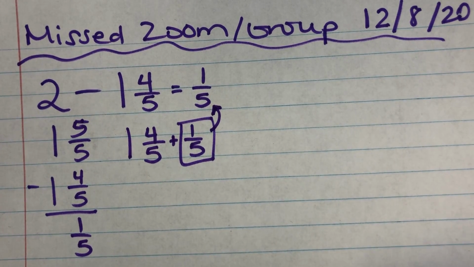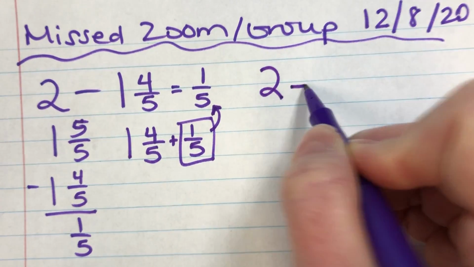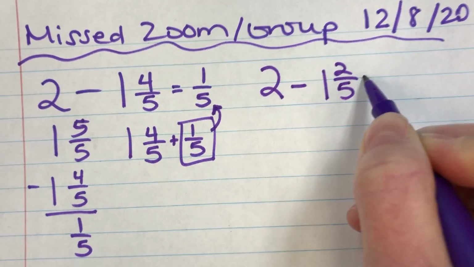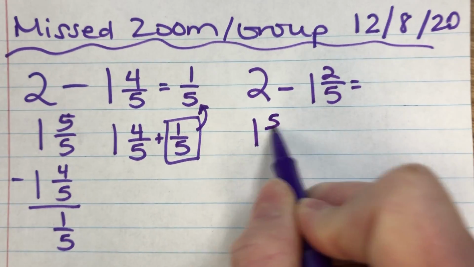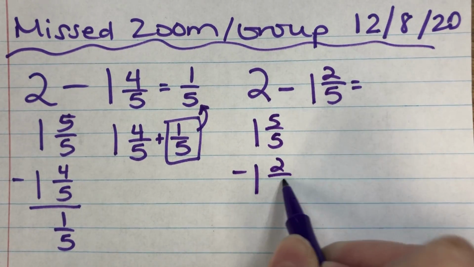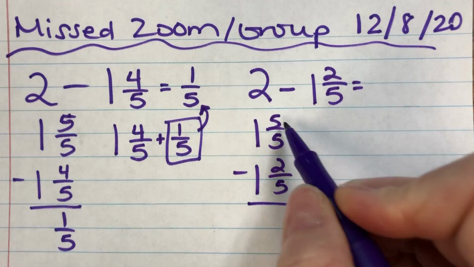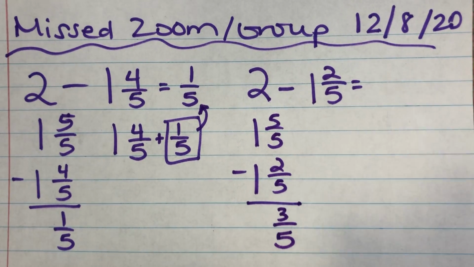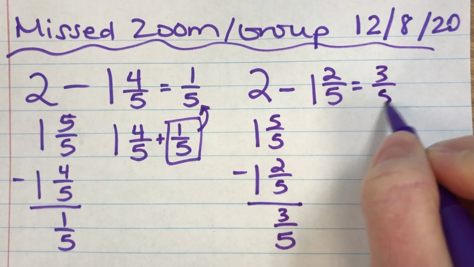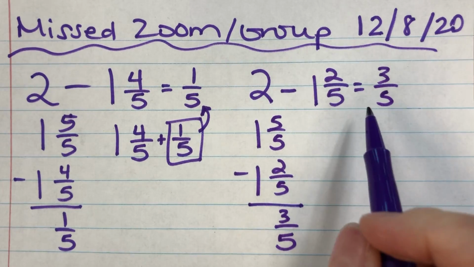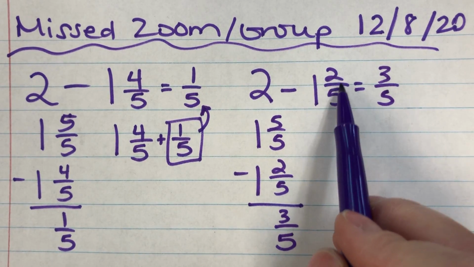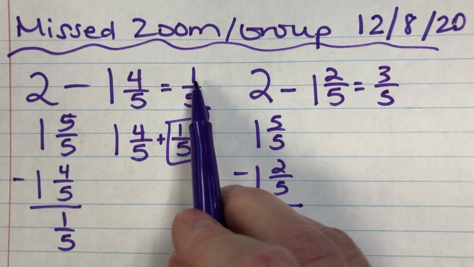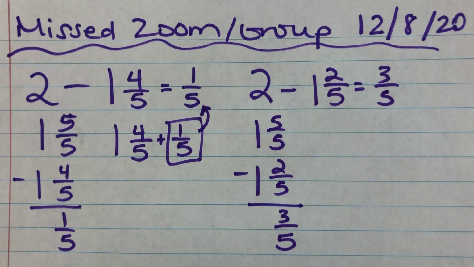All right, the next problem I gave was 2 minus 1 and 2/5. And again, similar strategies. I had some people use 1 and 5/5 minus 1 and 2/5. And 5 minus 2 is 3/5. So they got 3/5 for an answer. I did have someone notice that this is 1 and 2/5 and this was 1 and 4/5. This is 2/5 less than that. So they just added 2/5 to the previous answer and used the previous problem, which works.